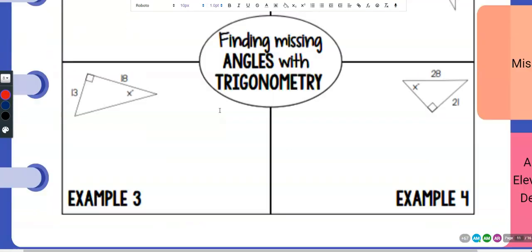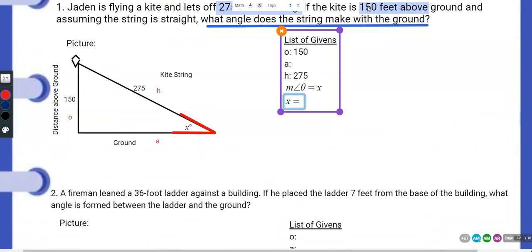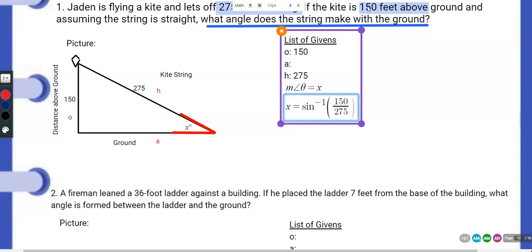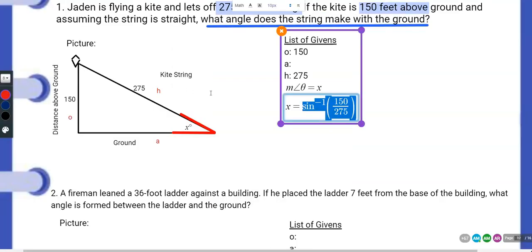We can look here at our shortcuts. So we're going to say that x is equal to the inverse sine of the opposite, 150, over the hypotenuse of 275. Run that through the calculator. And again, if anyone tells you they can do all of this without a calculator, please ask them to prove it. Don't stress yourself out about using a calculator for trigonometry. All right, we've got 33.05. We're going to round that to 33.1.